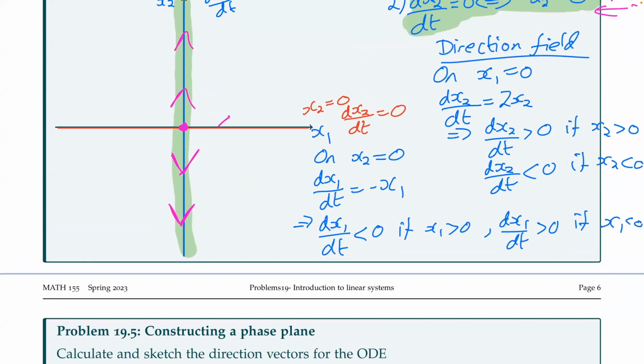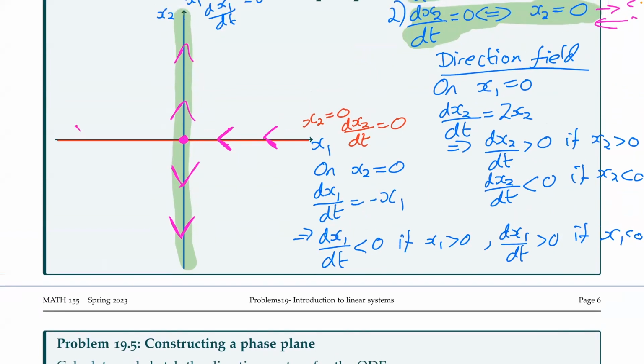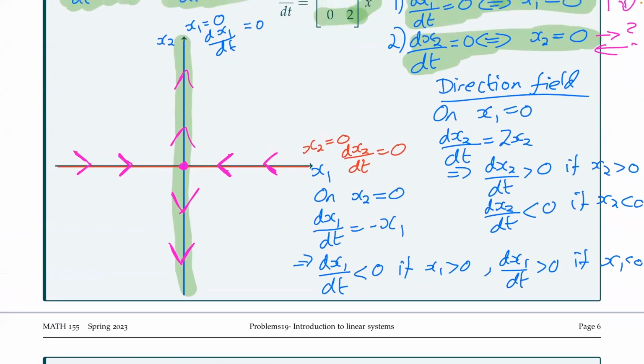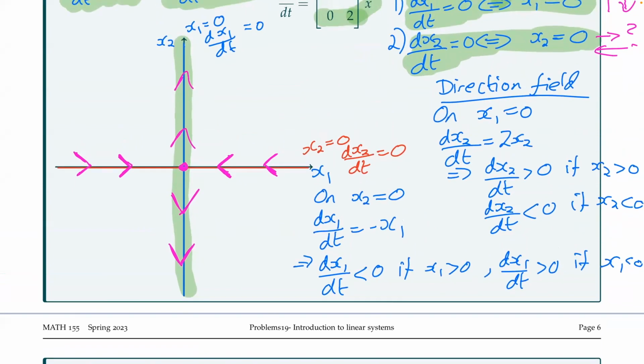So that means I can draw my arrows on here. On this nullcline here, dx1/dt is negative, so we move to the left when x1 is positive, and dx1/dt is positive, so we move to the right when x1 is negative. And the great thing about this is, by thinking about our nullclines, we don't have to draw in every single arrow possible in this phase plane. We can deduce what happens just by what's going on with our nullcline.